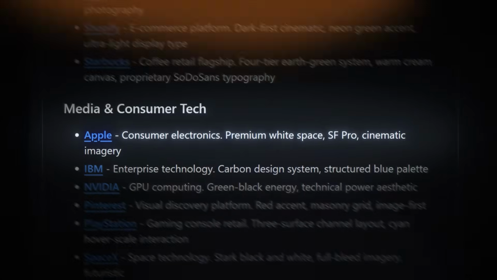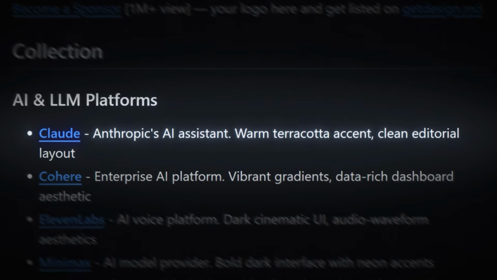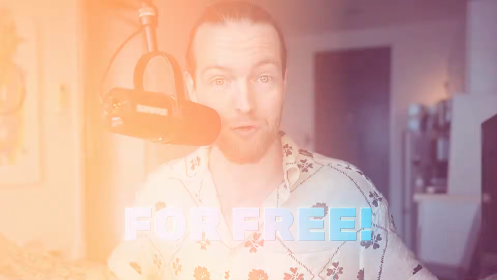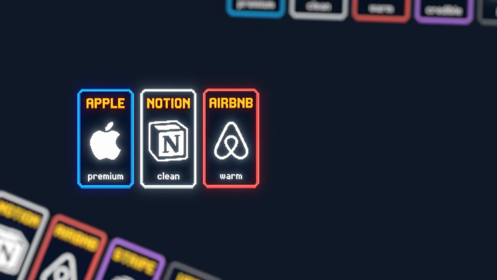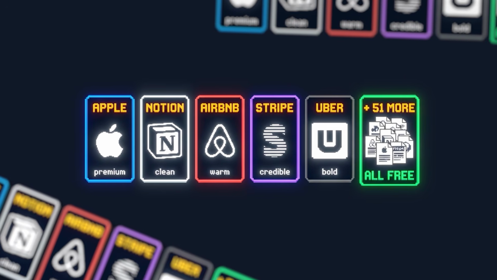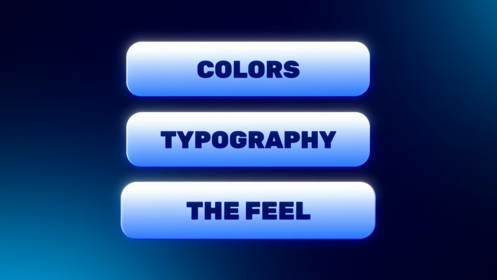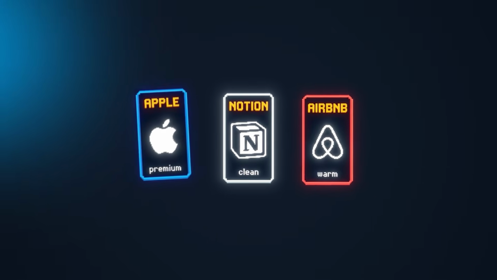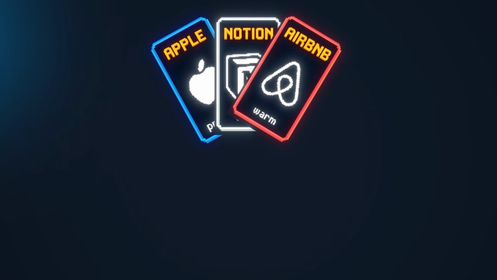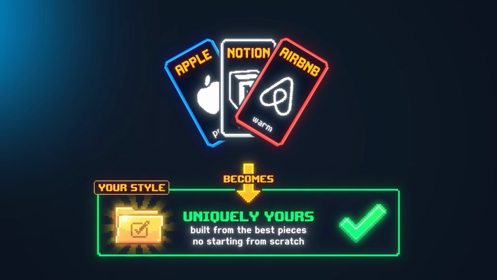Look, you can copy 57 of the world's top brands because it just got open sourced for free. Apple, Notion, Airbnb, Stripe, Uber, and 51 more. These are the exact visual rules behind why their content looks the way it does. The colors, the typography, the feel, and you can also take a few of them, combine them, and build your own style out of the best pieces.